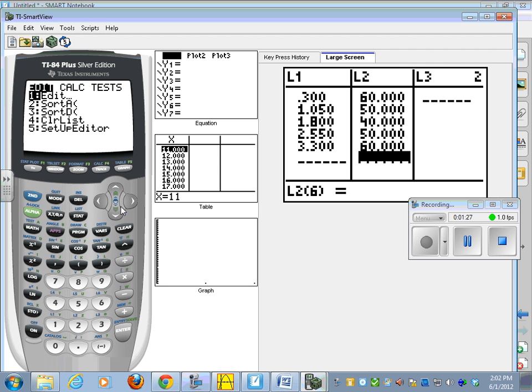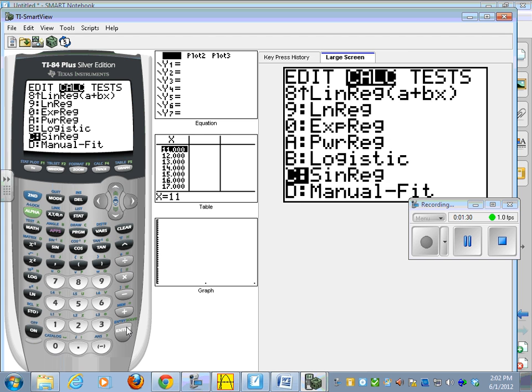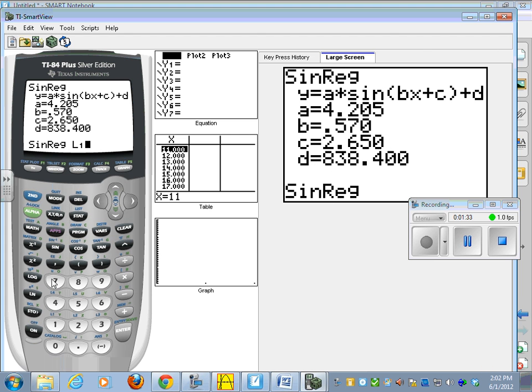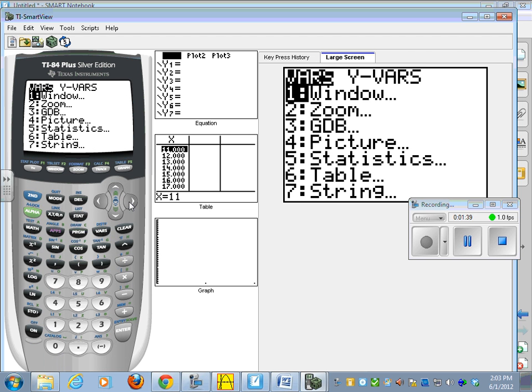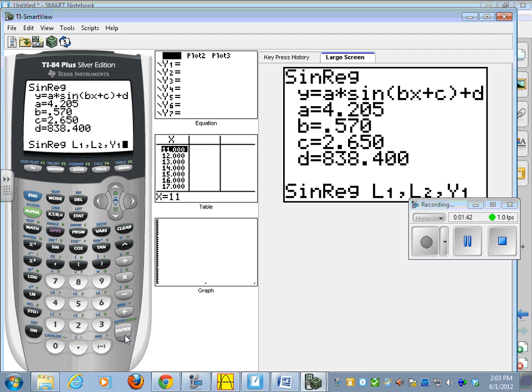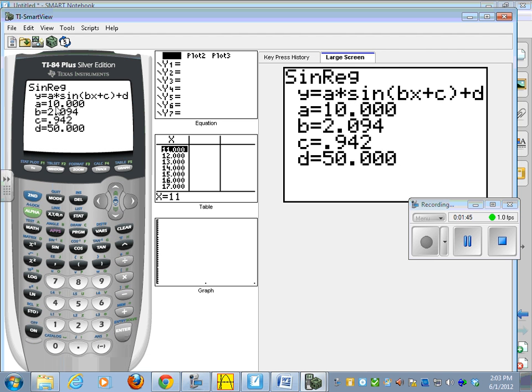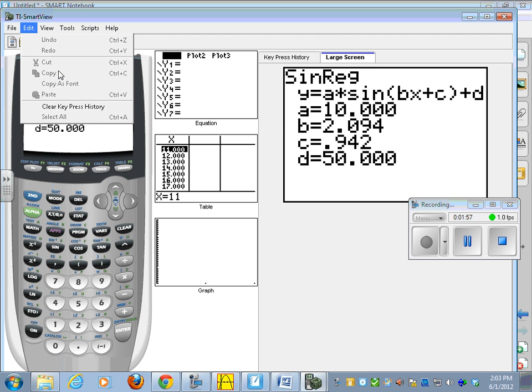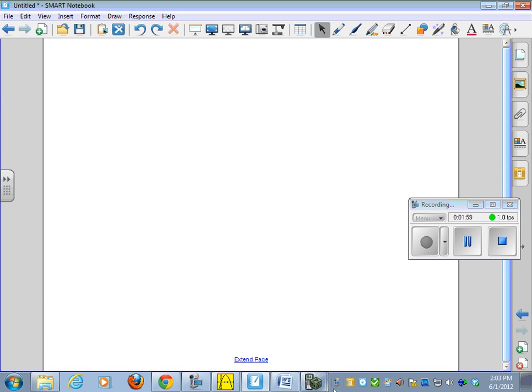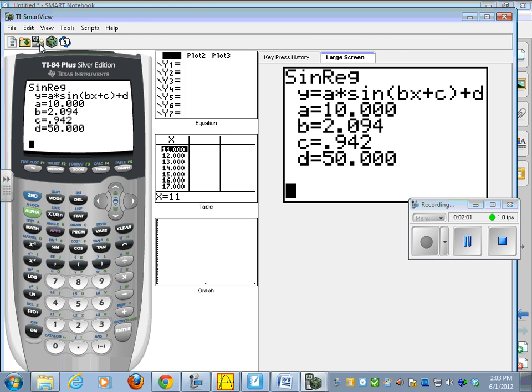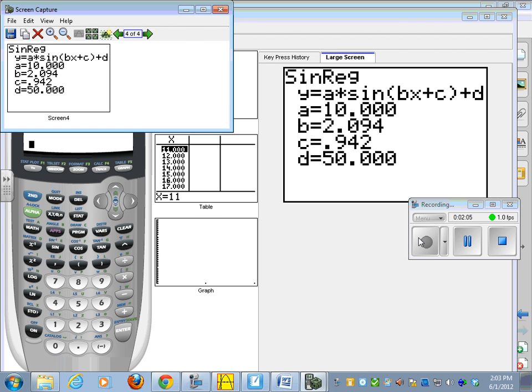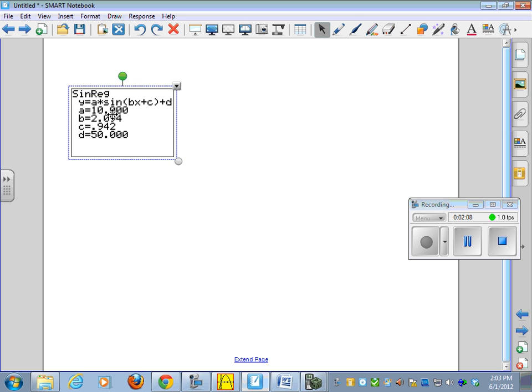It was easy. Stat, calculate, sine reg, L1, comma, L2, comma, vars, function, y bars, y1. We get an A value of 10, just as Stephen pointed out, and a D value of 50. Awesome. That's pretty easy. Okay, so that's my equation.